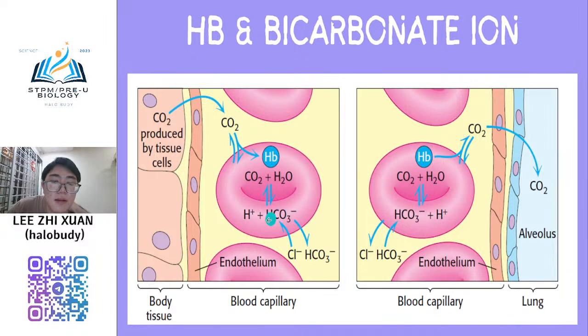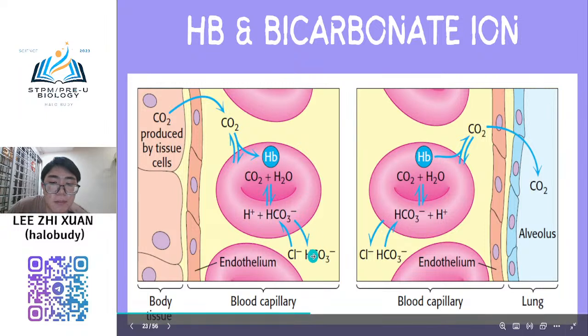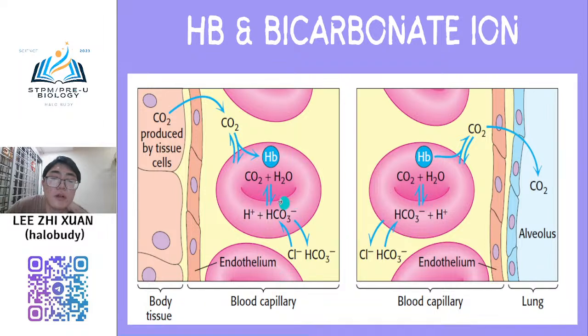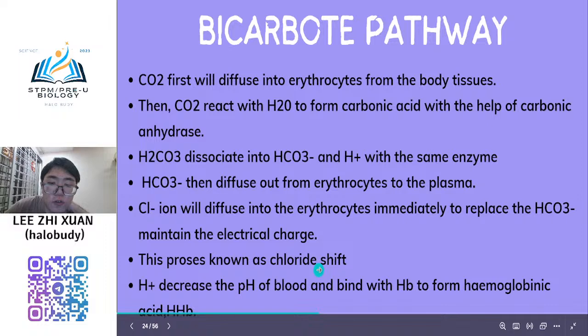Once it forms this ion, the bicarbonate ion diffuses out from the erythrocyte into the blood plasma, and at the same time the chloride ion diffuses back into the erythrocyte. Why? Because it needs to balance the electrical charge inside the erythrocyte. Once the bicarbonate ion is released, the charge inside the erythrocyte is imbalanced, so the chloride ion diffuses in to balance it. This process is called the chloride shift.